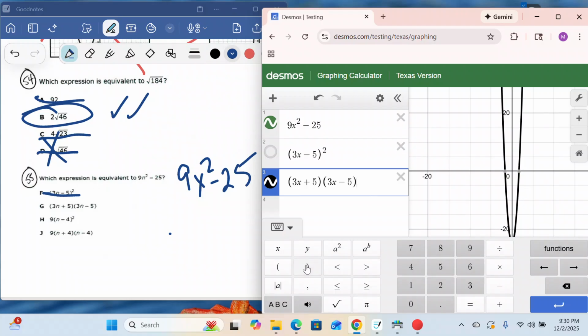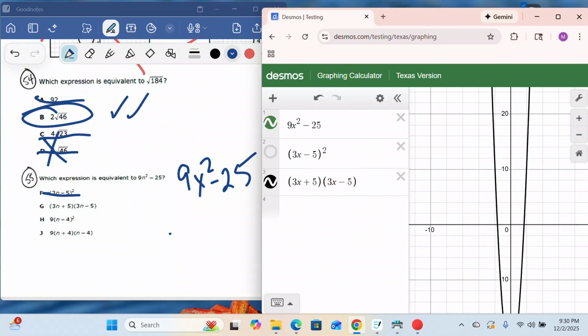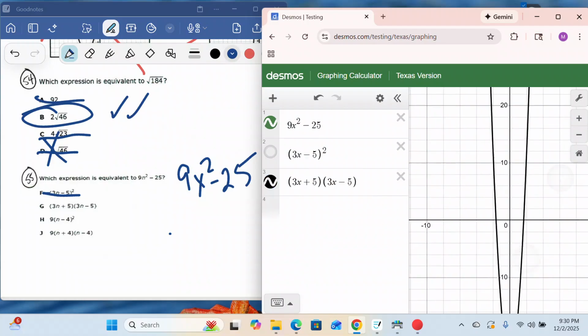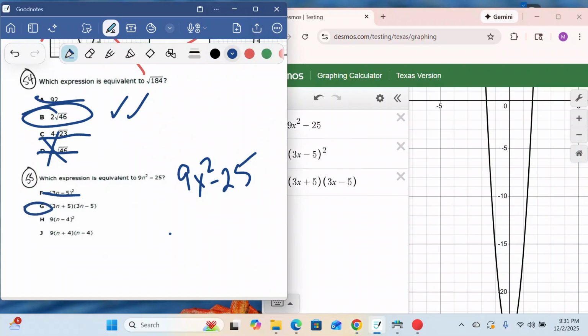Close parentheses, open parentheses, 3x minus 5. Aha. So once again, I look at that one. They kind of look the same. I look at my x-intercepts. I look at my vertex. I want to make it deeper there. And I want to take out the green. I want to just have the black. Take off that. I want to have the green. Then I need for it to overlap it right on top of each other. And that is correct. So the answer choice is letter G.